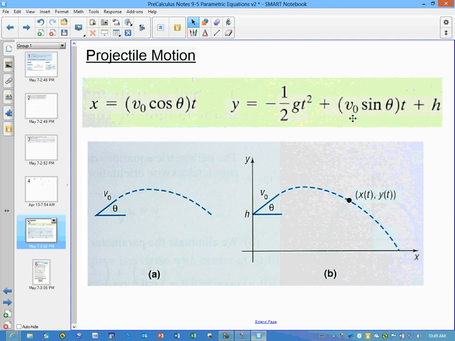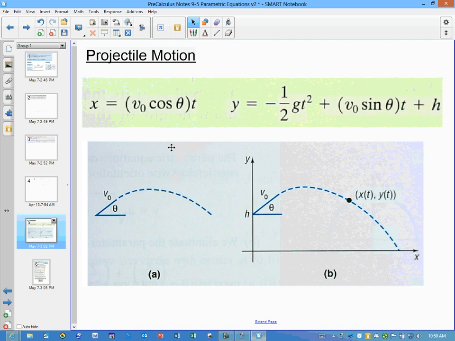And v naught is still your initial velocity. Theta is that initial angle, or the direction in which the object is thrown or shot or dropped, that's your initial direction. And then t again is time, and h is the initial height. So you can even use these equations if you had a cannon, for example, on the top of a hill, and it shot a cannonball down into the valley. That initial height above the ground in the valley would be a part of the equation.